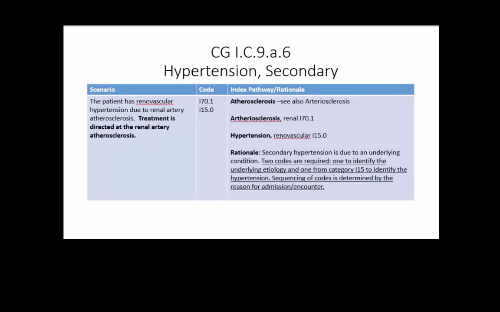The next guideline has to do with hypertension that is secondary, meaning it's been caused by something else. In this particular scenario, the patient has renovascular hypertension due to renal artery atherosclerosis, and treatment is directed at the renal artery. Here in the index pathway, I show you the different ways you get to these codes. There is a specific code for renovascular hypertension. Our guideline tells us 2 codes are required, one to identify the underlying etiology and one from category I15 to identify the hypertension. The underlying etiology is the arteriosclerosis of the renal artery, and the hypertensive code is I15.